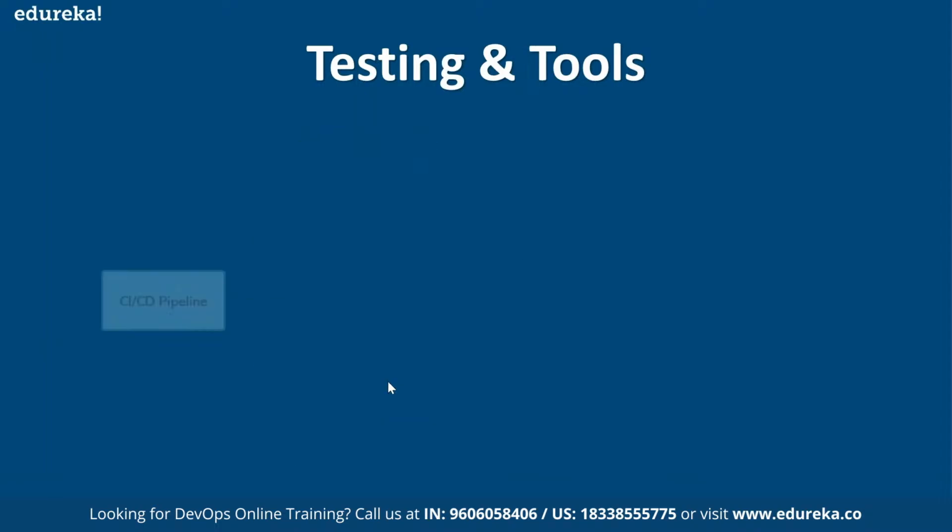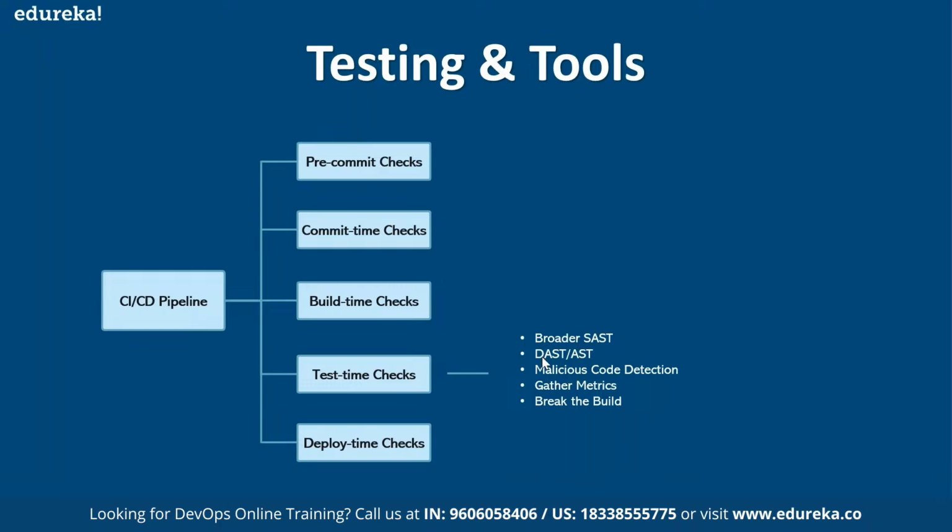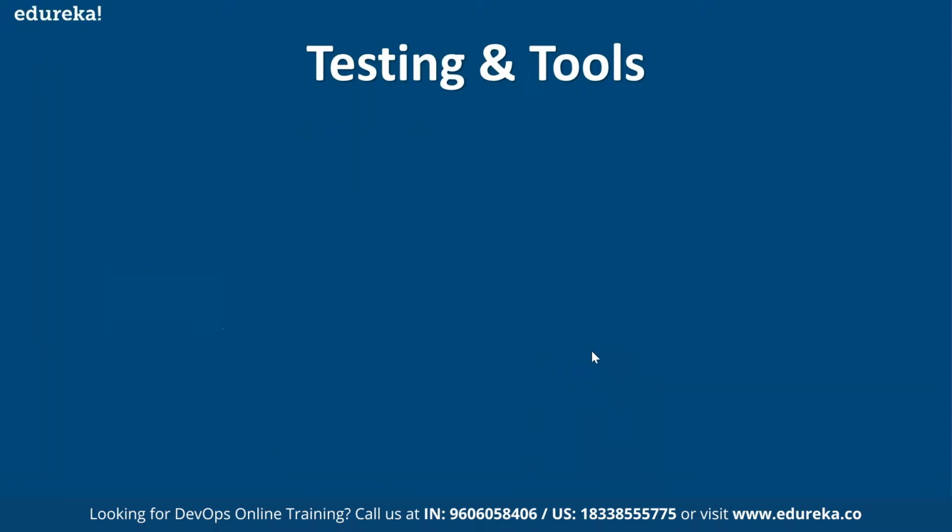Now test time checks. Here DAST has come. Why has DAST come here? When we do the testing, do we have our environment ready? Can we do the testing without having code deployed into the environment? No. Once your code is deployed, your environment is ready, and that is when DAST testing happens, which we have discussed. So SAST and DAST: SAST is for your source code, DAST is for your environment. Then you will have your deployment checks.